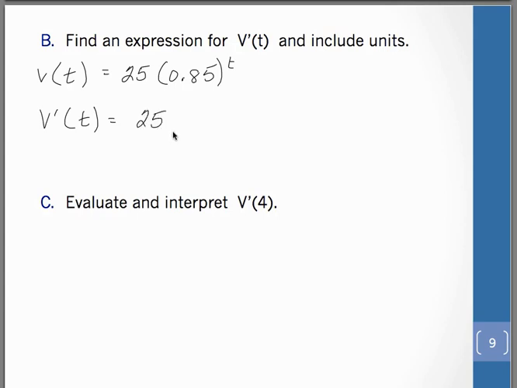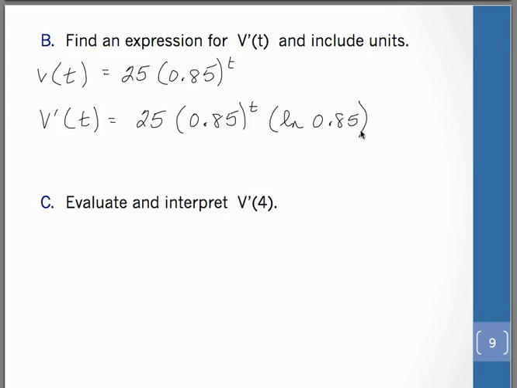Then the 0.85 raised to the t, that's like doing the derivative of a to the x. So we're going to keep the 0.85 to the t, and we need to multiply by the natural log of 0.85. And of course the derivative of t is simply 1, so we don't really need that.